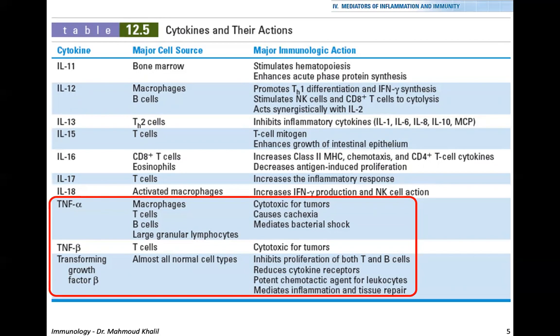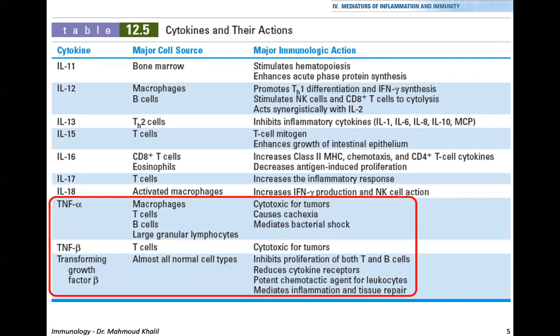So for TNF alpha, it is secreted from macrophages, T and B cells, and also large granular lymphocytes. This cytokine is very crucial because it is very cytotoxic for tumors, and it causes cachexia, a syndrome that looks like what happens when someone is affected by cancer, like loss of weight and loss of hair, collectively. As well, TNF alpha can mediate bacterial shock. While TNF beta, which is secreted from T cells, is cytotoxic for tumors.